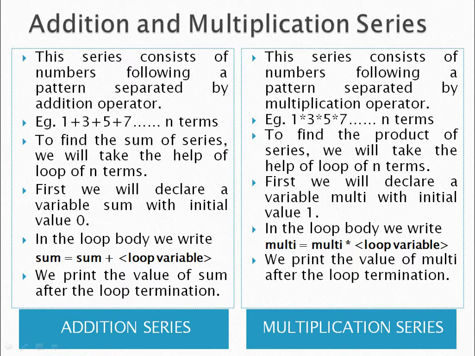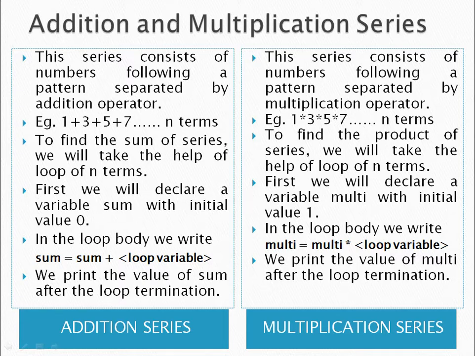Similarly, in the case of multiplication series, you will declare a variable called multi. If you want to give another name, it's your choice, but its initial value will be 1, because it is multiplicative inverse. Anything multiplied by 1 is the number itself. That's why we get the initial value as 1. So this is the difference: in addition series, the initial value is 0. In multiplication series, the initial value is 1.